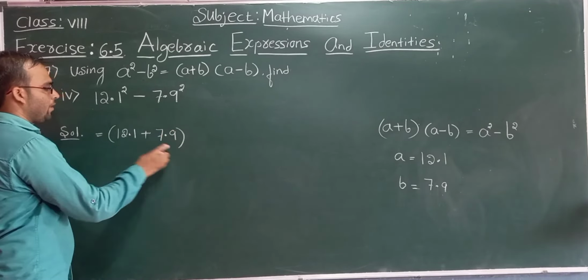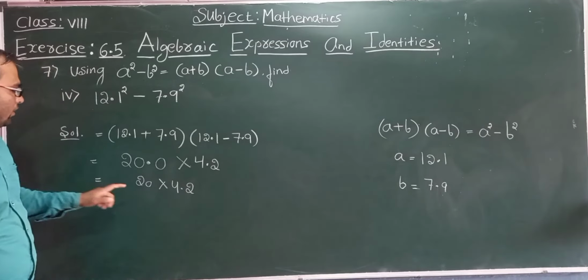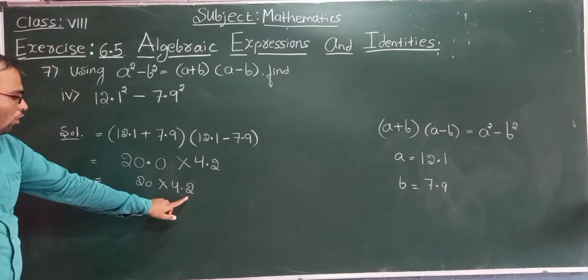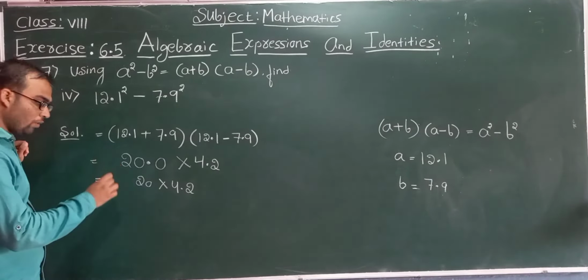4.2. Okay, next this 20.0 you can write as 20 into 4.2. Okay, next students, so here 20 into 4.2 will be 84.0. Okay, so 20 into 4.2 will be 84.0. This is nothing but what? 84.0 is nothing but 84. Okay, so this will be the solution of fourth problem.